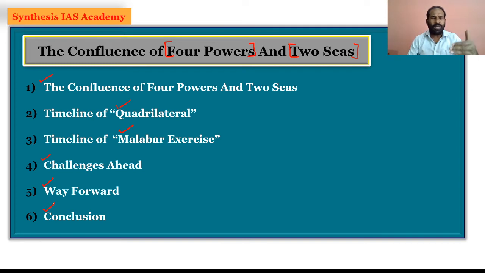These subtopics will be very useful for you in having short notes for answers in the mains examination, in regards to the quadrilateral and Malabar exercise. So these two concepts are being covered today in the main issue based topic called the confluence of four powers and two seas.